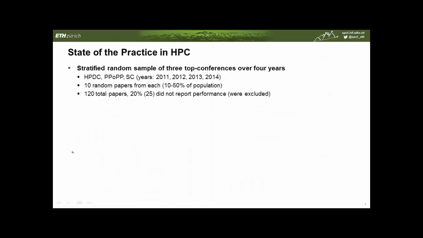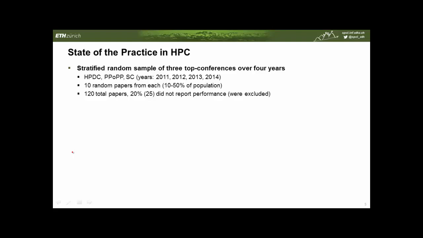So now, of course, this is one example, but what we did is a study looking across a larger number of conference papers, to see what the state of the art in the field looks like. So we took what I believe are the top conferences in high performance computing, or at least a sample of them: HPDC, PPoPP, and Supercomputing, across 5 years.